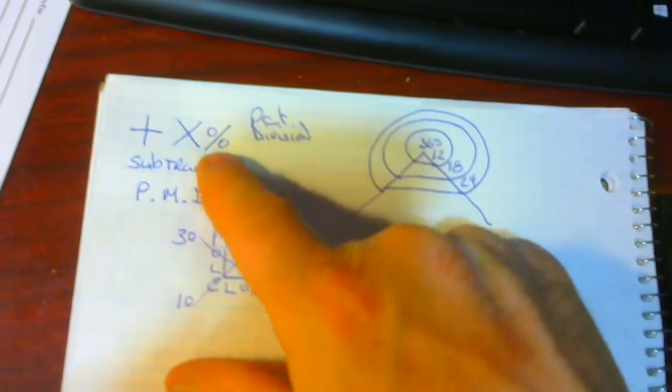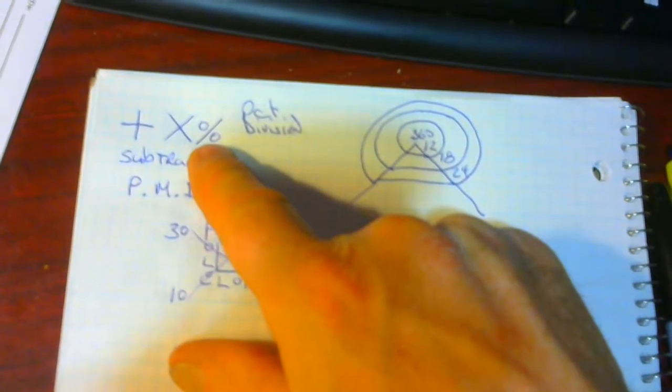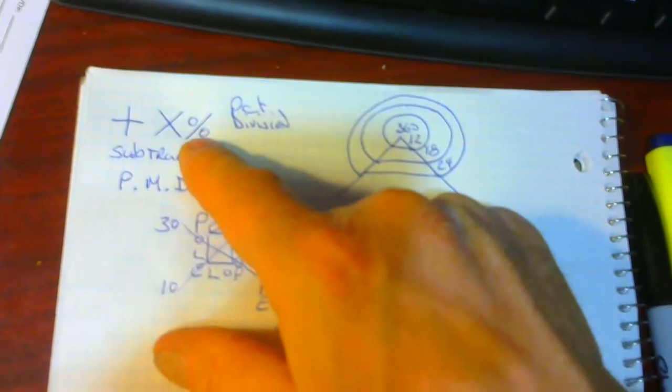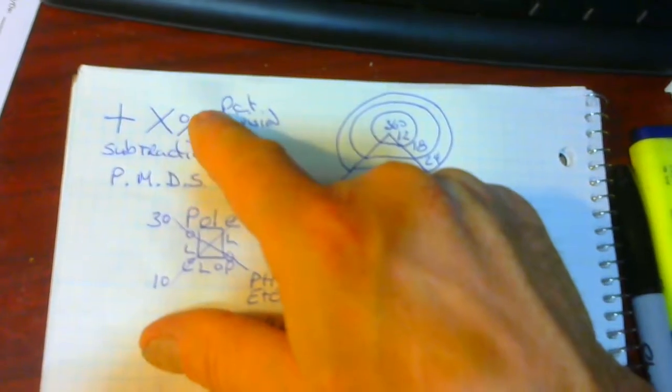Now we're going to go to the next part of this design before we end it. When you can do addition, you do it. When you can do multiplication, you do it. When you can do proper division as a percentage, you do it. One divided by five, dividing by five will do this. Dividing by two will do this all the time.